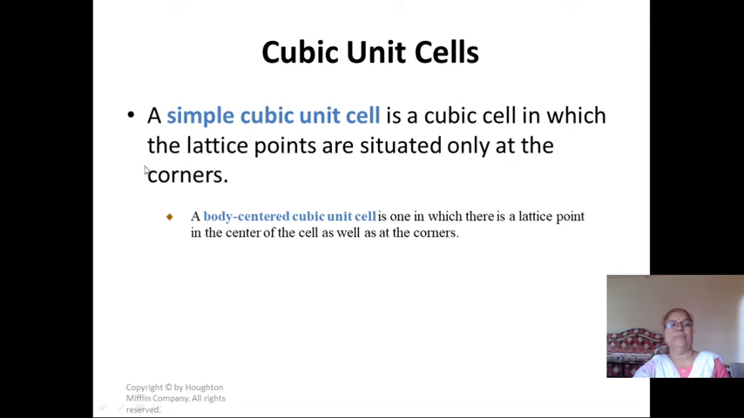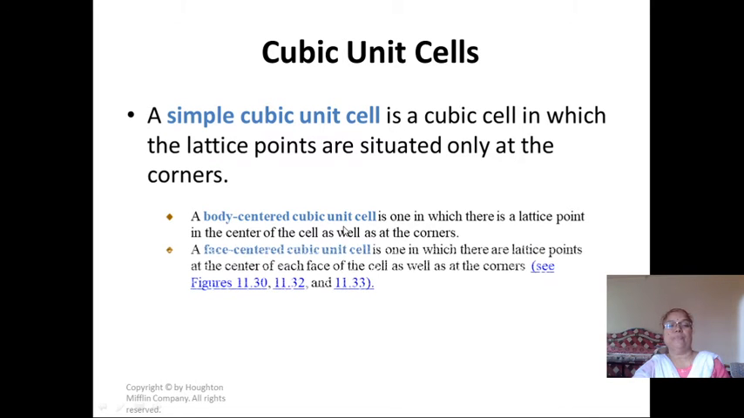Then in the case of simple cubic, there are again three types: the simple cubic, the body centered cubic unit cell, and the face centered cubic unit cell. A body centered cubic unit cell is one in which there is a lattice point in the center of the cell as well as at the corners. That means there are in all 9 points in the BCC structure. BCC means body centered cubic lattice.